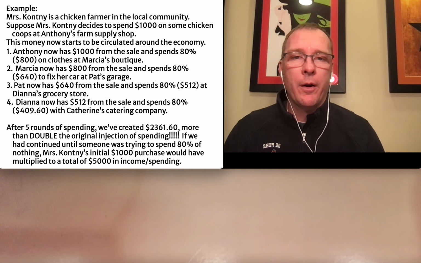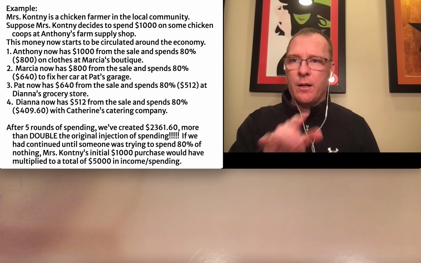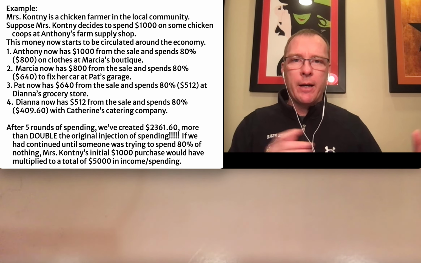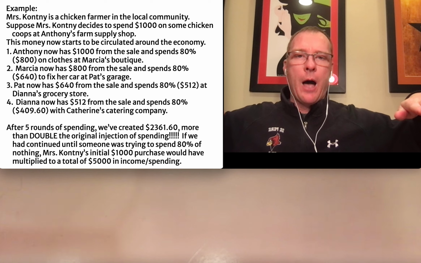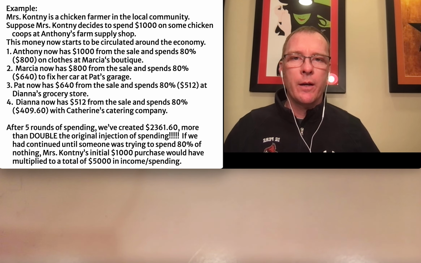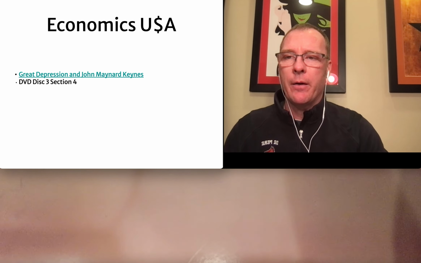That is how the multiplier works, because we know people don't just save it all. If the $1,000 would have gone to Anthony's farm supply shop and he would have taken that $1,000 and buried it in his backyard in a can, then it stops right there. But that's not what people do. They save a portion of it, but they spend the rest of it. And then that rest just keeps on spinning around.